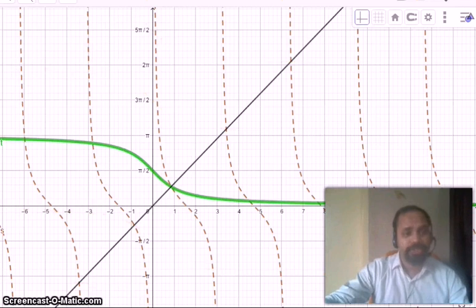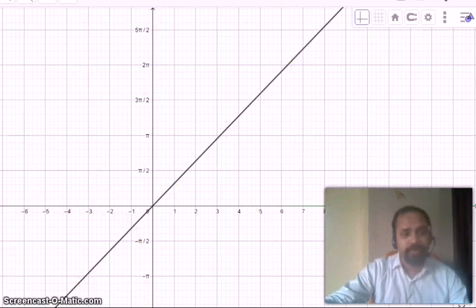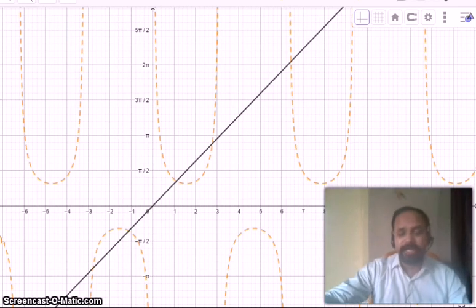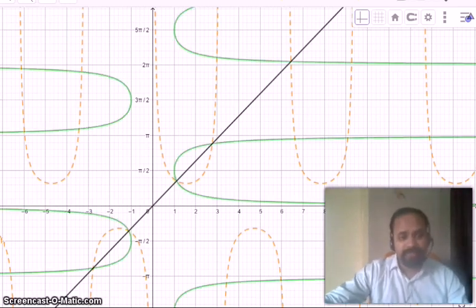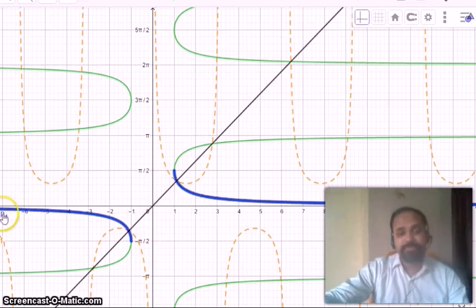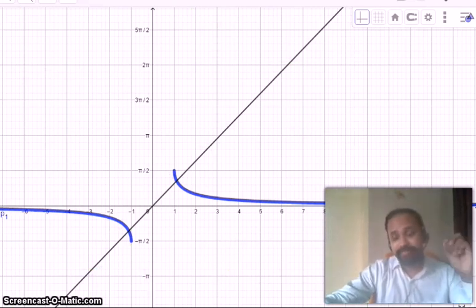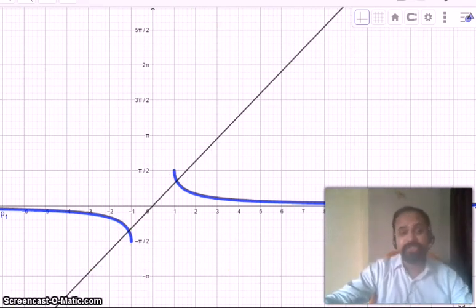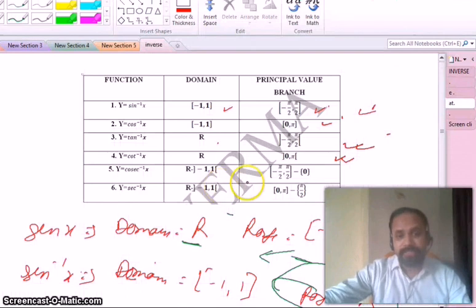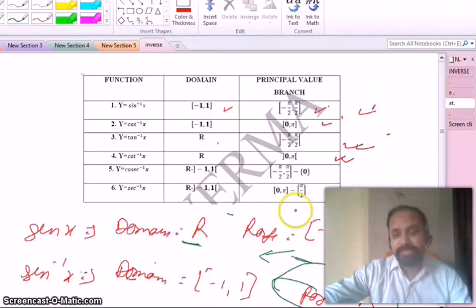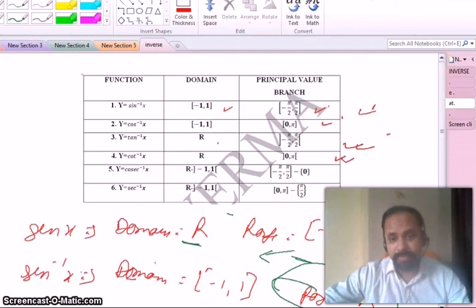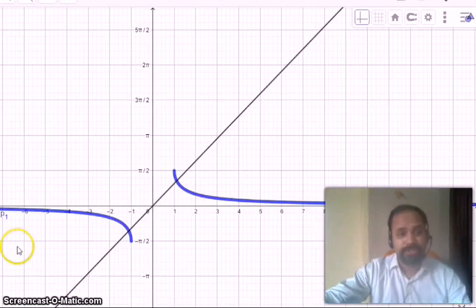Okay, next if we come to cosec x, again we know cosec x is not defined when sin x equals 0. So first draw the graph of cosec x. Cosec x will be this one, and again draw the reflection of this graph with respect to y equals x, and in between minus pi by 2 to pi by 2, the principal branch value, this graph will be this one. And since sin theta is 0, cosec theta is not defined, that's why it is not defined at 0. That means its domain is all real numbers except minus 1 to 1, and range is minus pi by 2 to pi by 2 except 0.